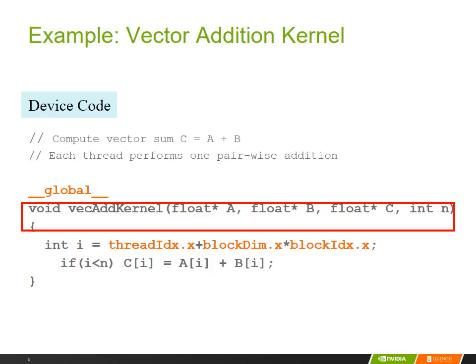Just like any other C functions, this function is going to take input parameters A and B. These are pointers to vector A and vector B. It also takes another pointer, which is the output vector C. And it also takes an integer value n, which gives the number of vector elements that need to be added together.